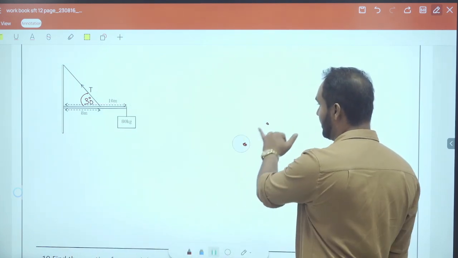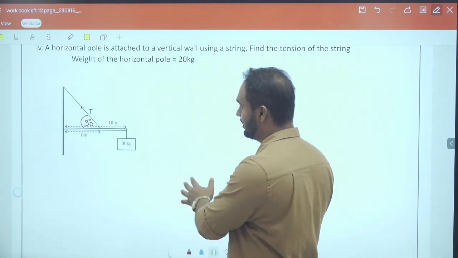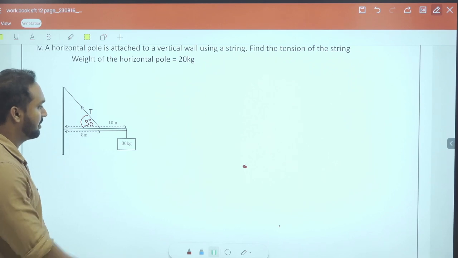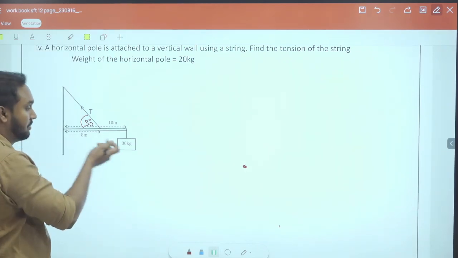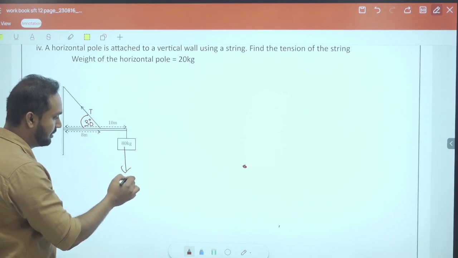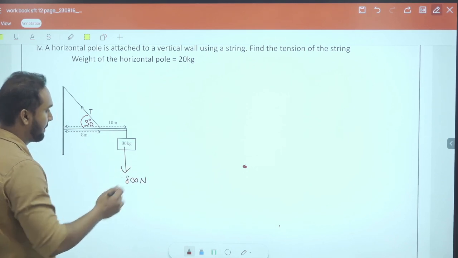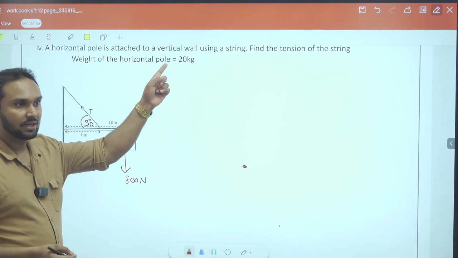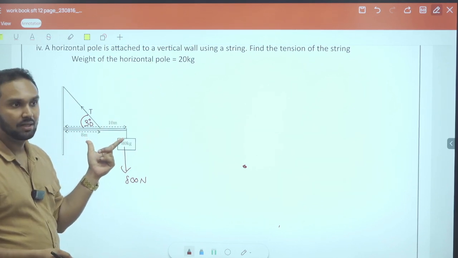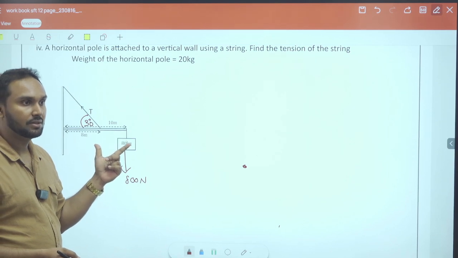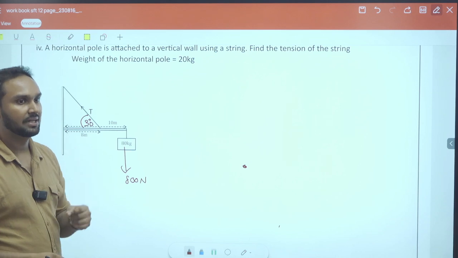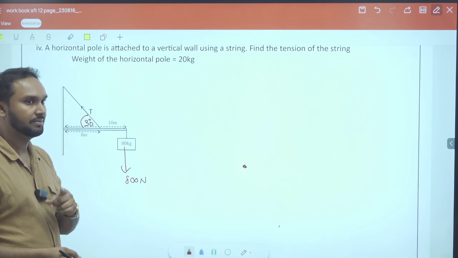So here, the first thing is you have to label the forces. What are the forces apart from these? Now here, 800 newtons are acting, right? 800 newtons are acting here. And what else? There's a 20 kilogram mass in the pole. And where should that 200 newtons of force be acting? In the middle, right? Not at the pivot point. In the middle. Why?